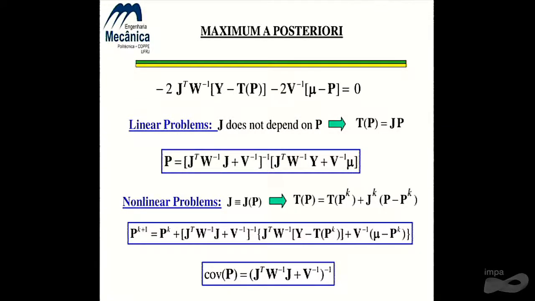And for the linear case, we can show that the covariance matrix of the estimated parameters p is given by this expression here. Okay, so actually with the prior information, we also reduce the uncertainties associated with our posterior, with the parameters obtained with the maximization of the posterior distribution. Okay.